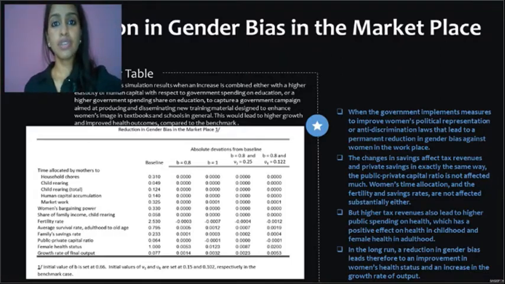But higher tax revenues also lead to higher public spending on health, which has a positive effect on health in childhood and female health in adulthood. In the long run, a reduction in gender bias therefore leads to an improvement in women's health status and an increase in the growth rate of output. Now, let's look at some conclusions.